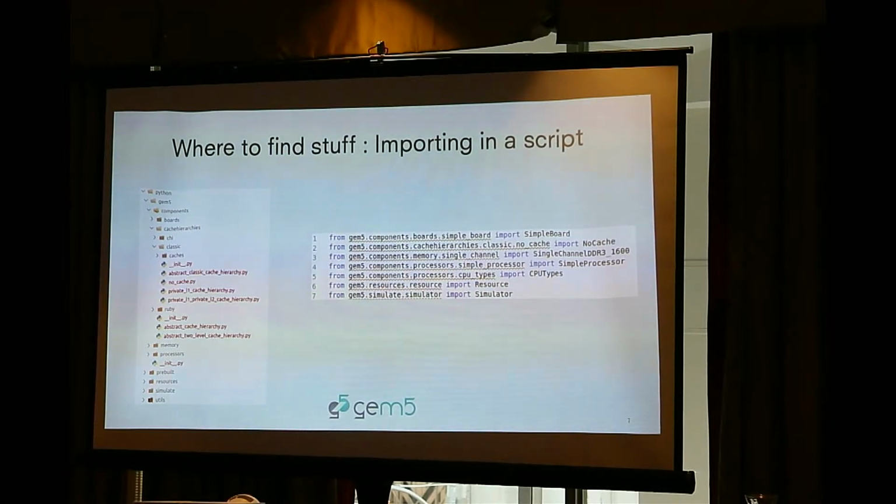So here's a big import dump that you typically have at the beginning of a Python file, and this is how you import stuff from the standard library. And it conforms to this directory structure. So gem5 components, memory, single channel, import single channel, DDR3 1600. There, you've got your DDR3 1600 inside your gem5 script.